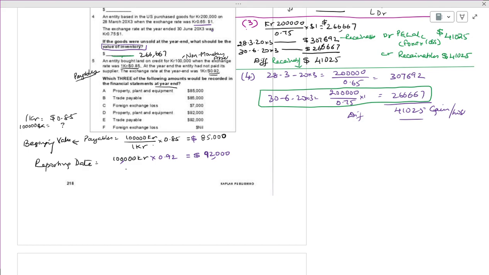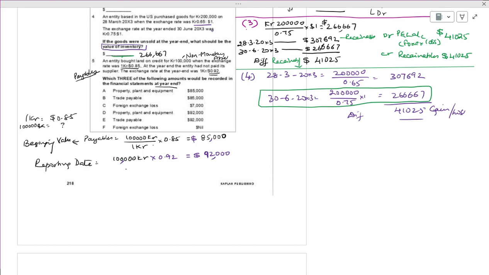See what happens. They have bought a land for 100,000 KR. What was the exchange rate? If you give 1 KR, you get $0.85, so 100,000 KR gives you 85,000 dollars. At the reporting date, if you give 1 KR, you get 0.92. For 100,000 KR, you get 92,000. It is not paid.